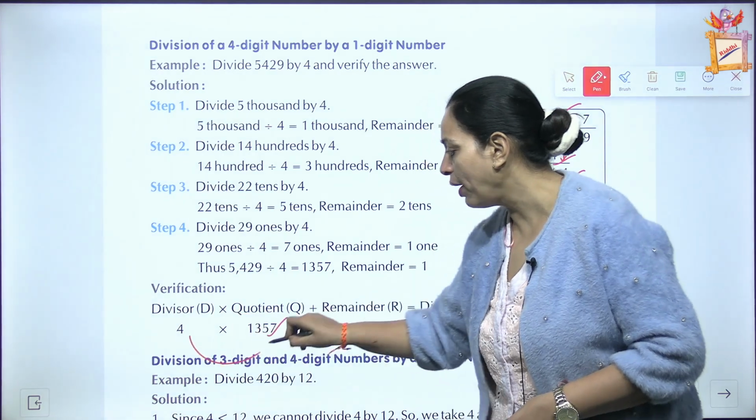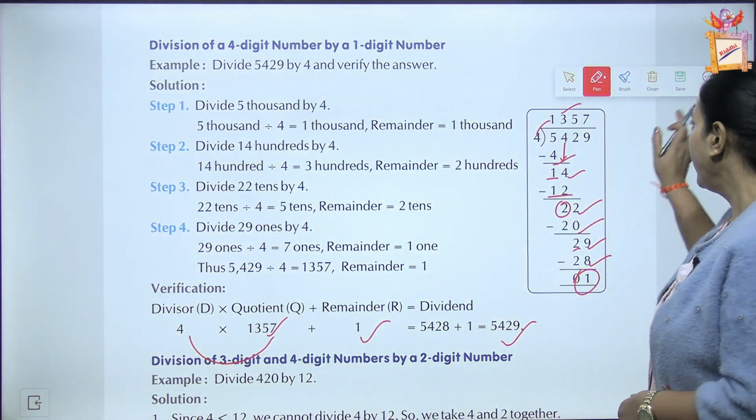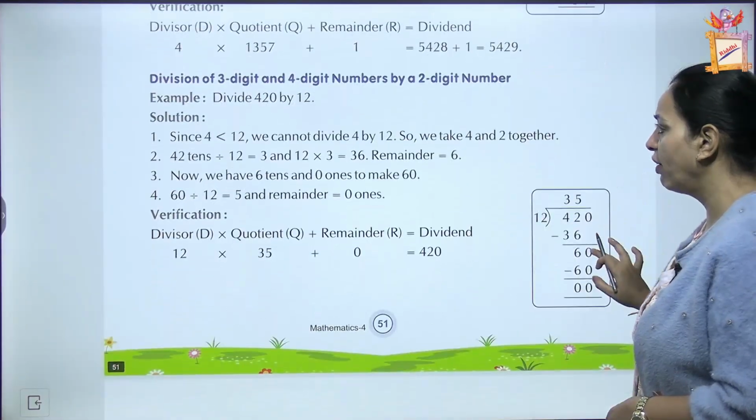इन दोनों को multiply करेंगे, plus 1 करेंगे. We are getting this number only. It means our answer is correct.